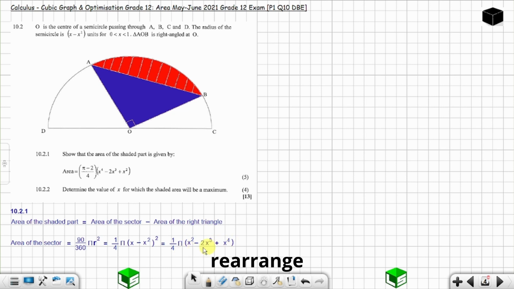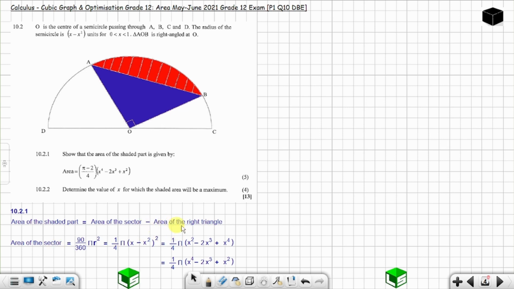You can rearrange this to have the highest power followed by the second power and the lowest power like this. X to the power of 4 and then x to the power of 3 and then x to the power of 2. You can rearrange this, okay? So this is equal to, okay, now you have the area of the sector.